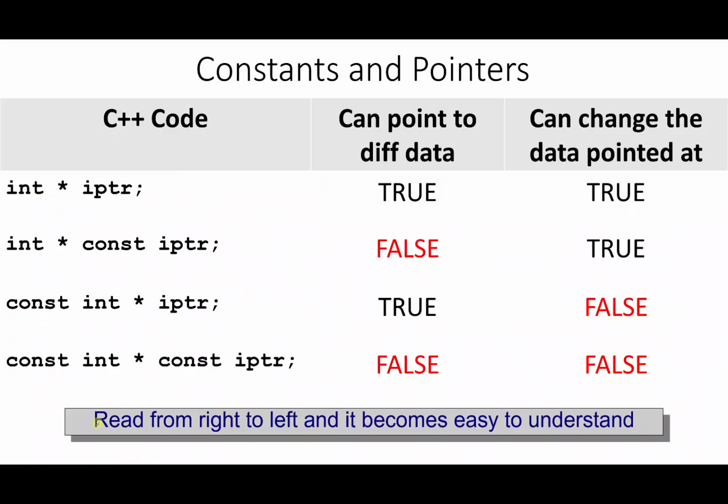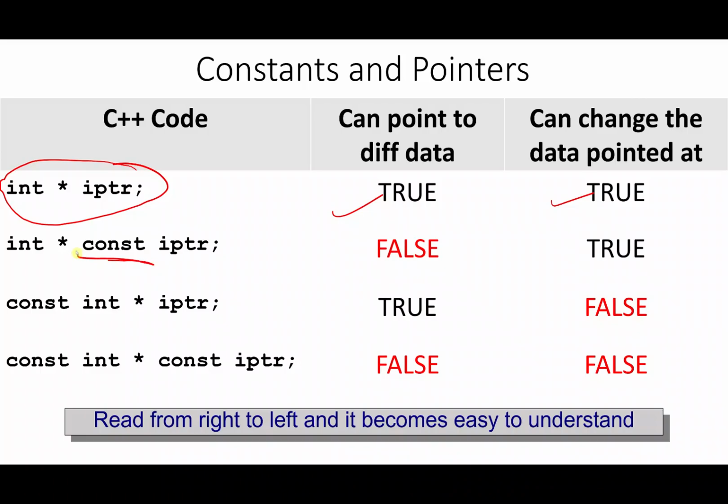So we have 4 types of pointers. 1, the regular pointers without any constant involved, right? Can it point to different data? Yes. There's no constant. So yes. Can it change the data pointed at? Yes, because there is no constant. Now we have the word const. Let me just underline the word const. We have the word const.